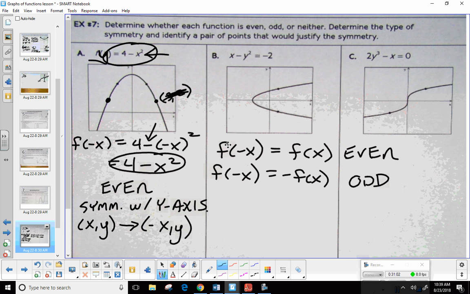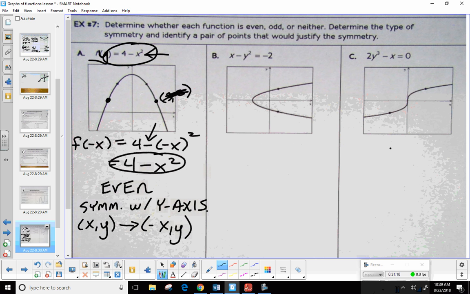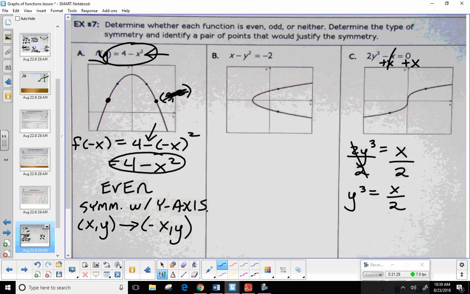Okay, well, let's go ahead and take a look at C. Implicit or explicit? Implicit. Now, if you want to test for even or odd, you need it to be explicit. So let's go ahead and rewrite this guy. So the first thing I'm going to do is add x to both sides. Those cancel. 2y cubed is equal to x. What do I do now? Divide by 2. Those cancel. Y cubed is equal to x over 2.